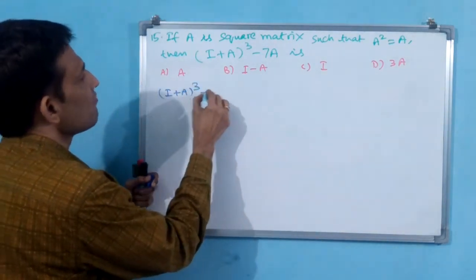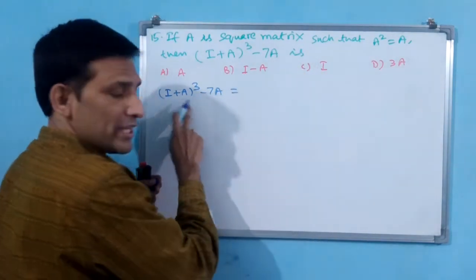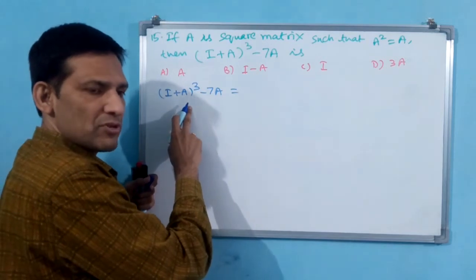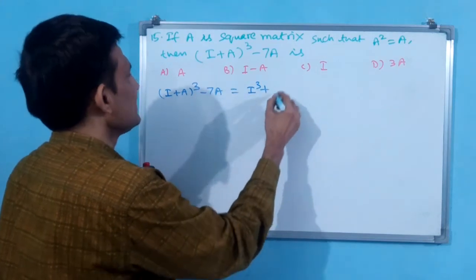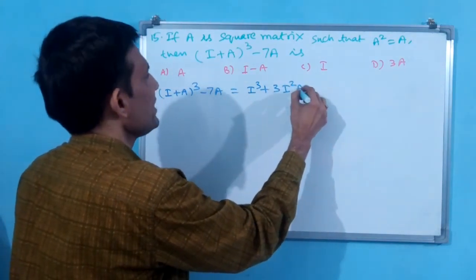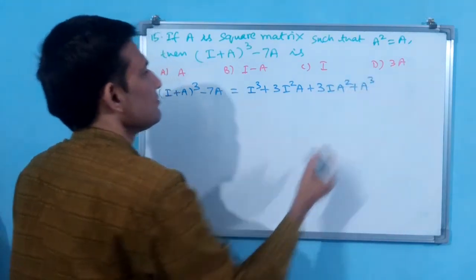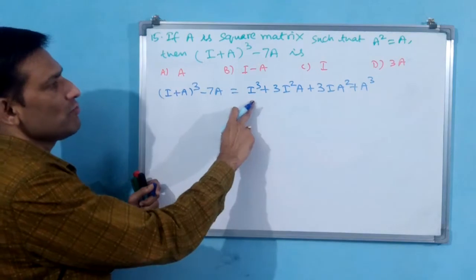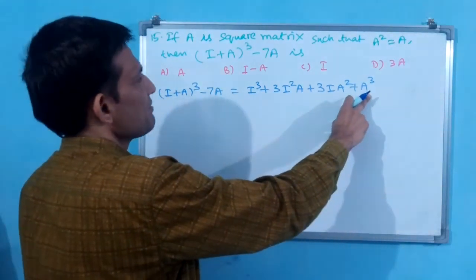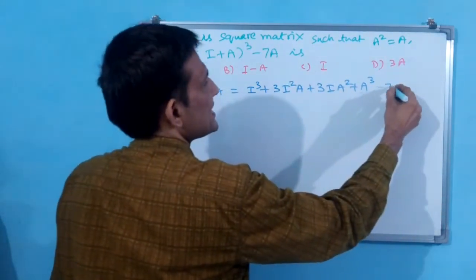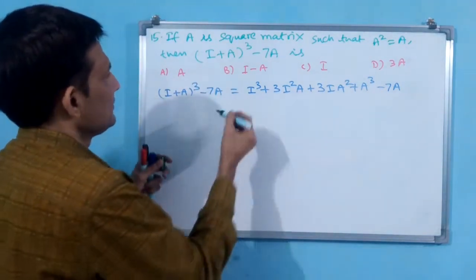(I plus A) whole cube minus 7A is equal to, using (A plus B) whole cube, which is A cube plus 3A square B plus 3AB square plus B cube. So A cube plus 3A square B plus 3AB square plus B cube, minus 7A. Now it goes on to these steps.